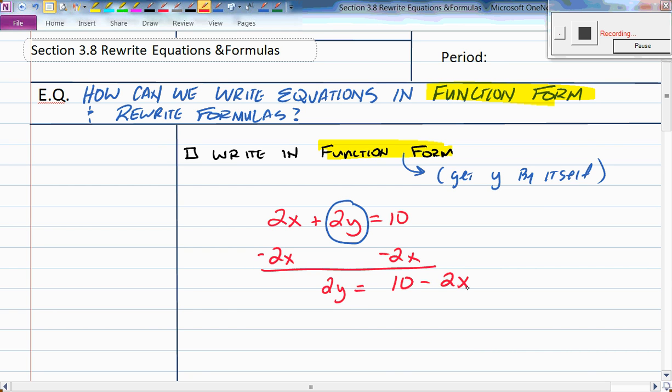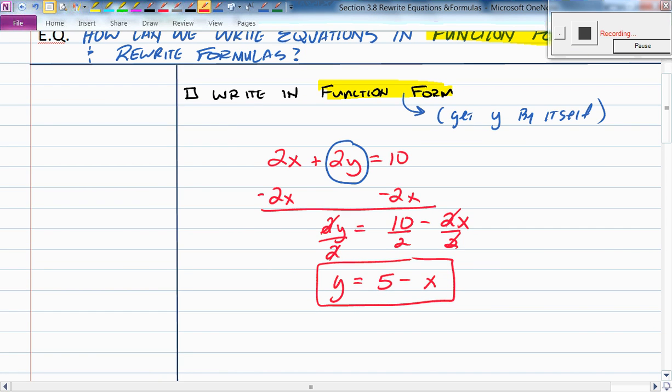Good. Are we done with the problem yet? No, we're not done yet. We need to do what? Divide by what? You're absolutely correct. We're going to divide every single piece by 2. That gives us y is equal to 5 minus, what's 2x divided by 2? x. Very good. So that's going to be 5 minus x. And now we have written this into function form. What do you guys think? Easy, medium, or hard?